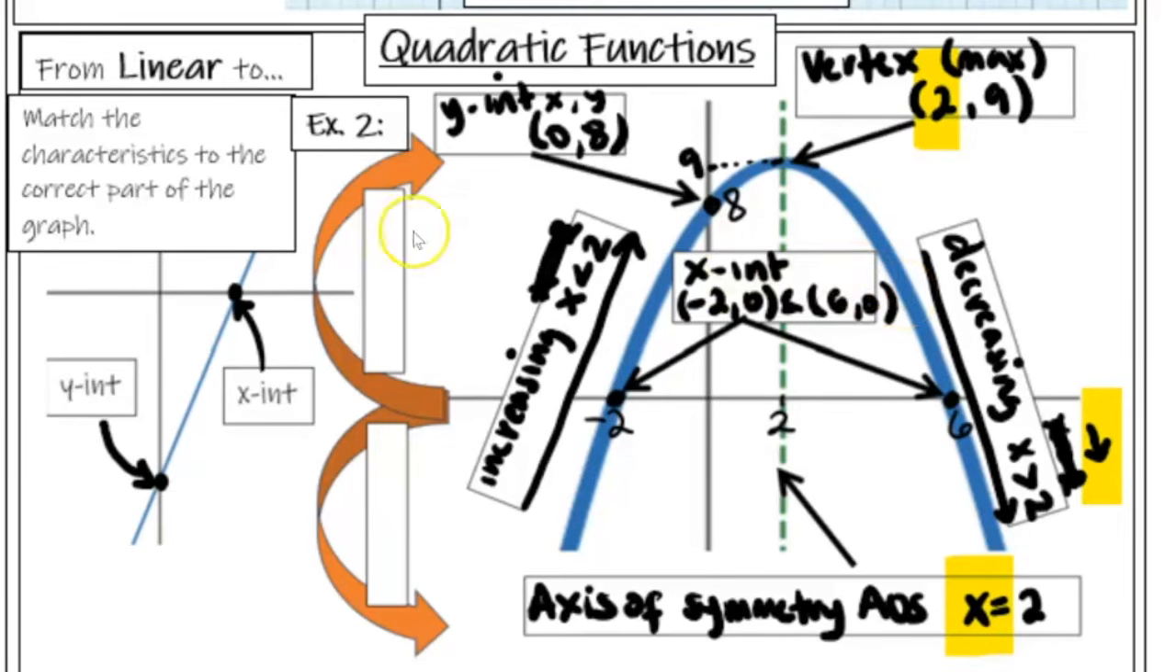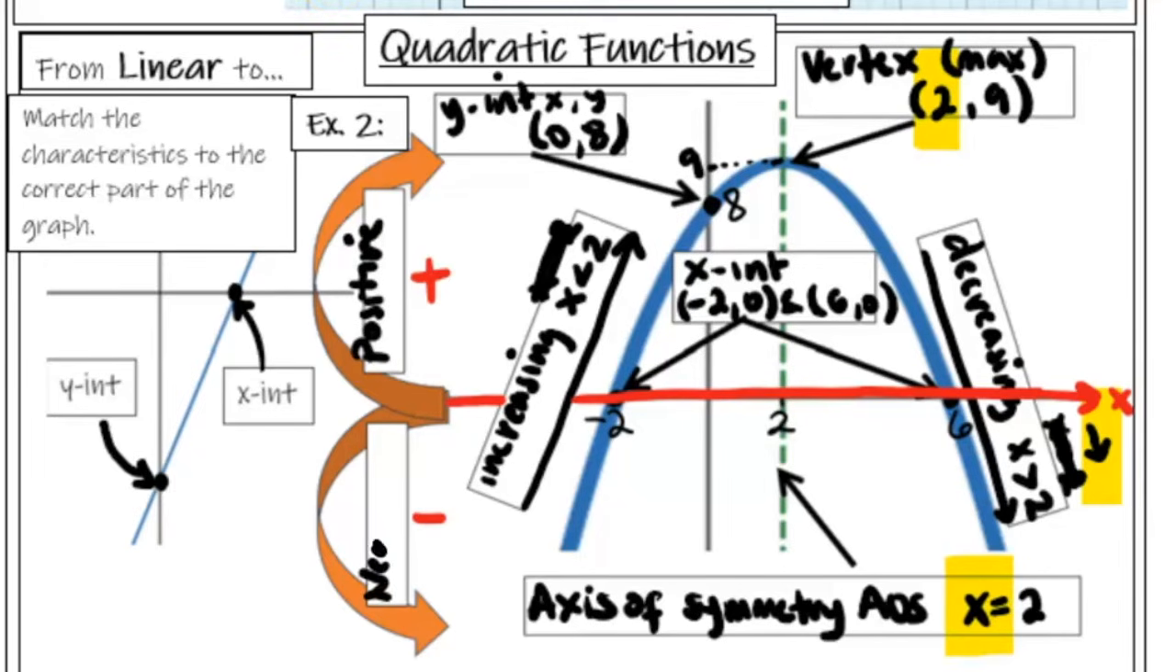All right, the last thing that we're going to talk about is positive and negative. When we talk about positive and negative, we're talking in regards to the x-axis. So I'm just going to draw a line right here with the x-axis. And anything positive is above the line. So this is going to be positive. And anything negative is below the line. Okay, so this is your positive, because it is above the x-axis, and this is your negative because it is below the x-axis.